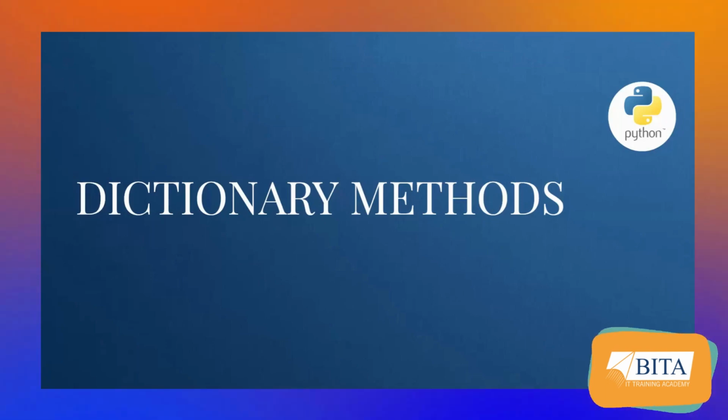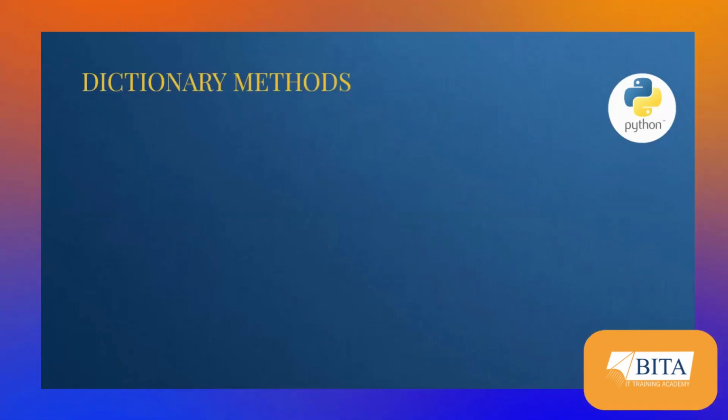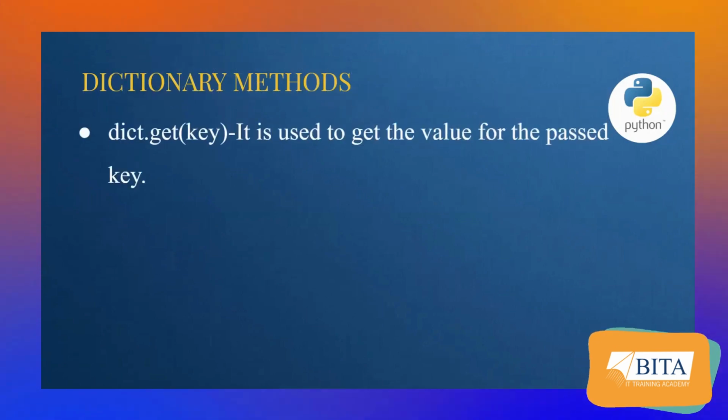Today we are going to discuss dictionary methods. First we will see what is get. The get method is used to get the value of the given key. If we have a key value pair in the given dictionary and we want to get a particular value, we can pass the particular key in the get method.